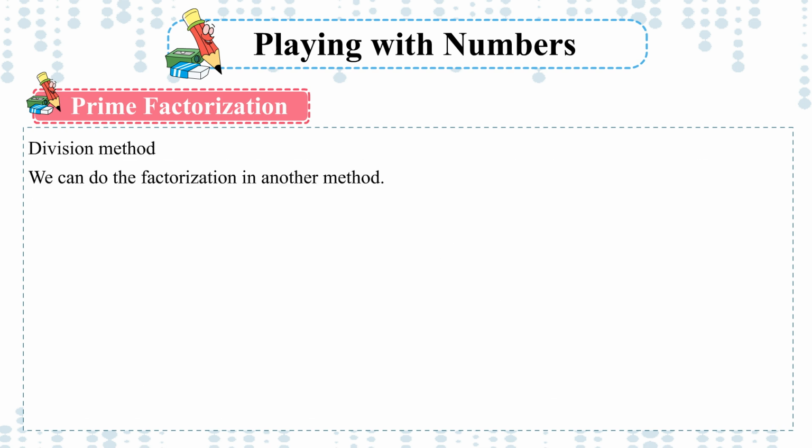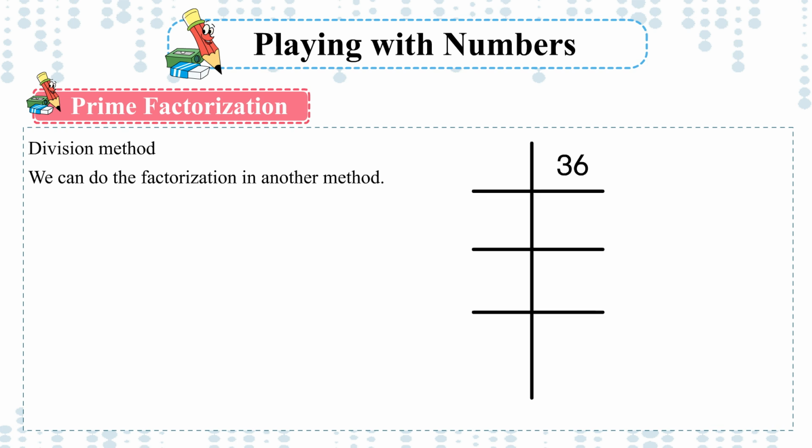Division method. We can do the factorization in another method. Factorization in another method of 36. The smallest prime number that divides 36 is 2, and 2 multiplied by 18 is 36.